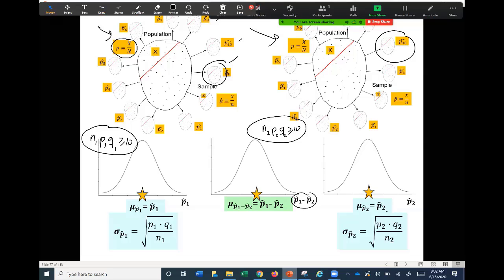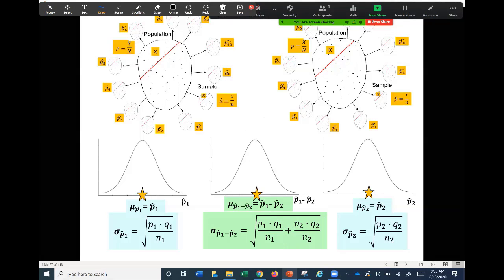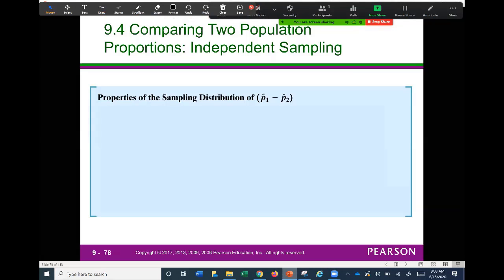And the standard deviation: remember, the variance of the distribution of this difference will be equal to the sum of the variances of the individual statistics. In this case, the variance of the distribution for all differences is equal to the sum of the variances for the individual statistics p hat 1 and p hat 2. That is the theory, and that is the procedure that we are going to use. In the next section, let's construct a confidence interval.